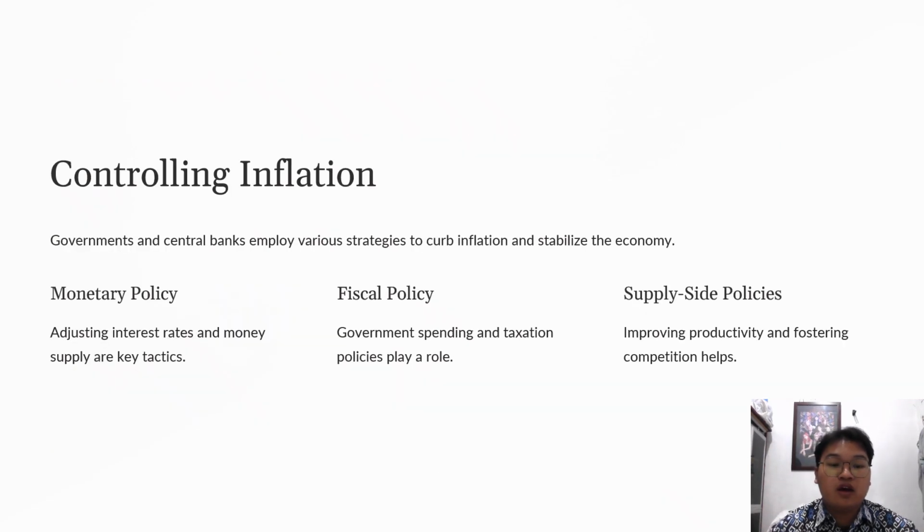Controlling inflation. Governments and central banks employ various strategies to curb inflation and stabilize the economy. The first is monetary policy. Adjusting interest rates and money supply are key tactics. The second, fiscal policy. Government spending and taxation policies play a role. And the last one, third, supply-side policies. Improving productivity and fostering competition helps.